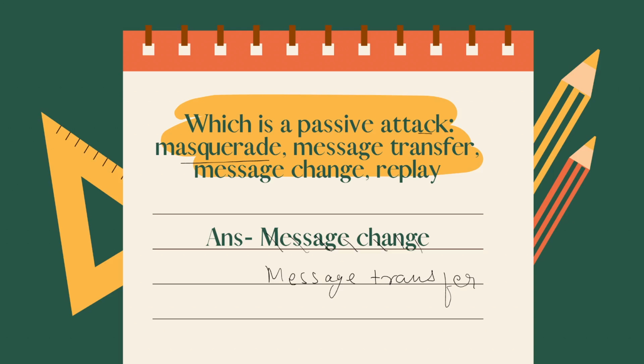Message transfer does not require any modifications, right? That is like eavesdropping only, so that is a passive attack. Message change, any modification that is done in the message, that is an active attack. And this replay is also an active attack. Why is it so? What basically happens in the case of replay is that I'm passively capturing some message. That means if two people are talking, let's say there was a conversation between person A and person B, his bank.